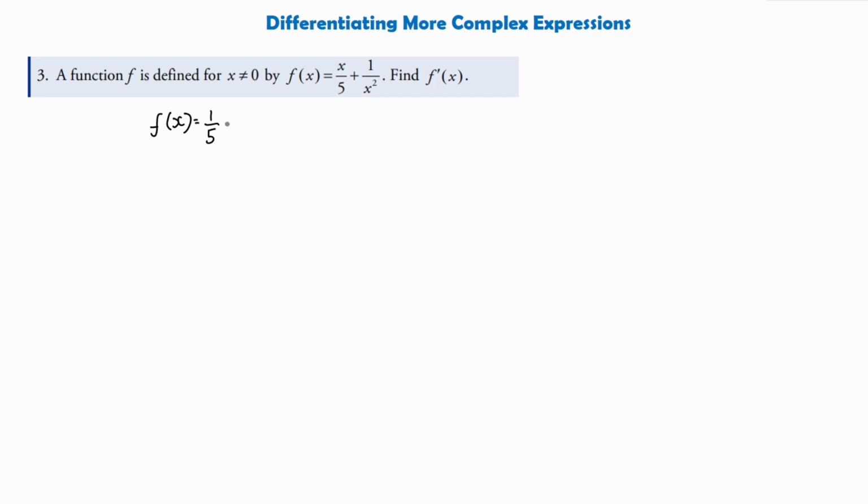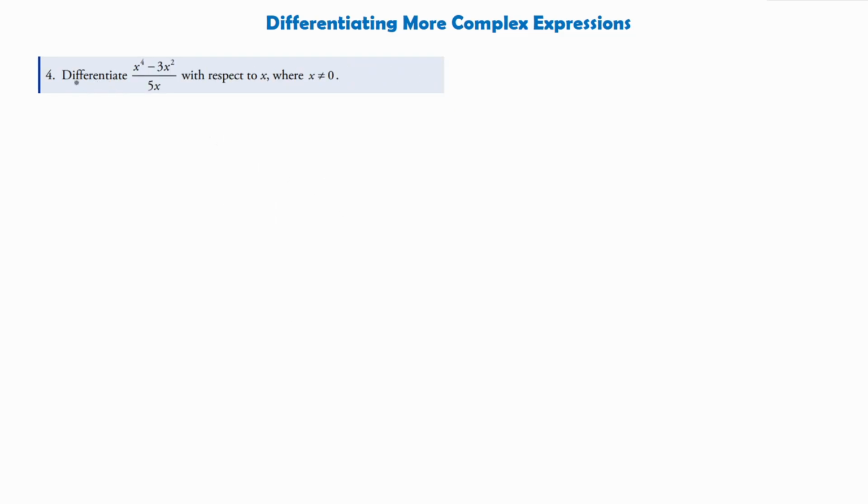1/5 x, because we just multiply the 1 by the x and get x over 5. And this time, 1 over x squared is simply x to the minus 2. And now we can differentiate to find f dashed x. So again, a bit of preparation here. And we'll see this is going to give us minus 2x to the minus 3. And again, we can rewrite this as 1 over 5 minus 2 over x cubed.